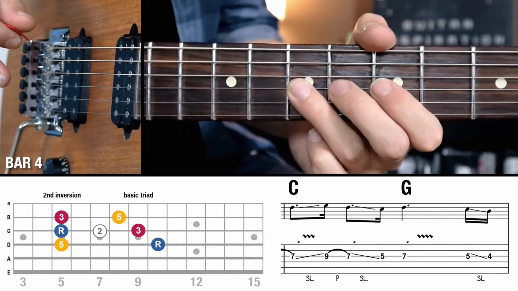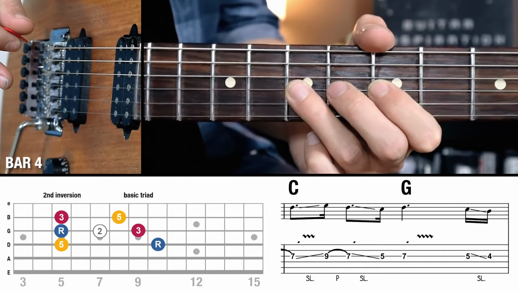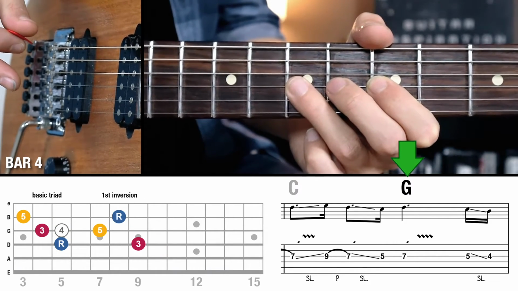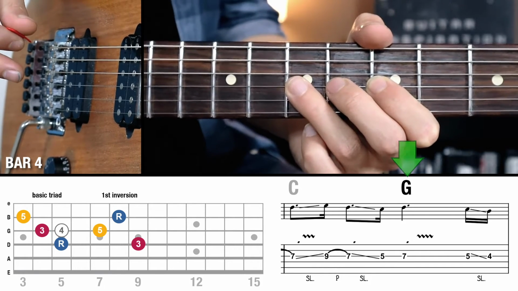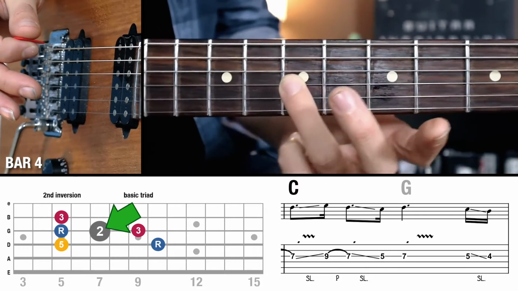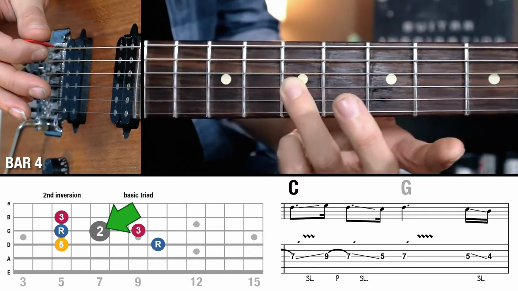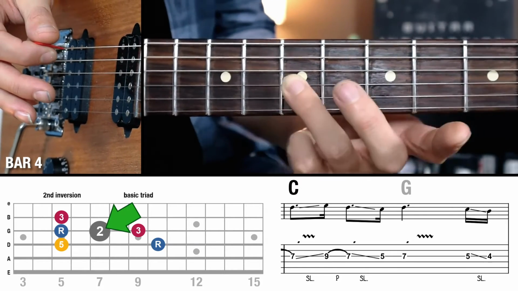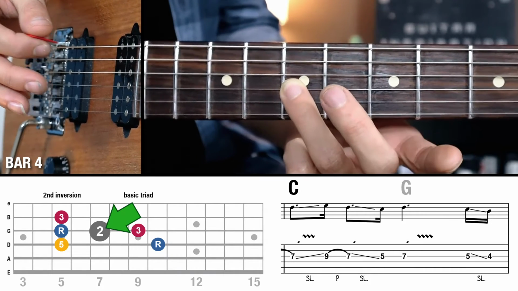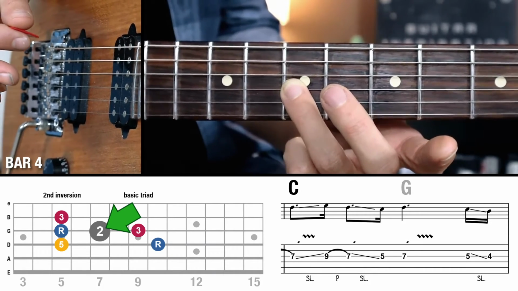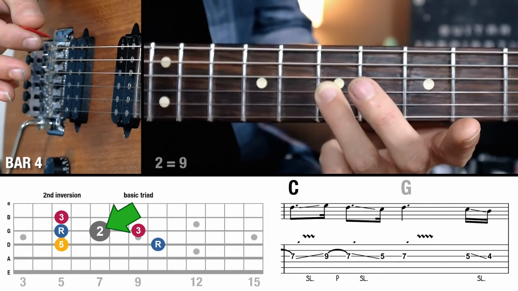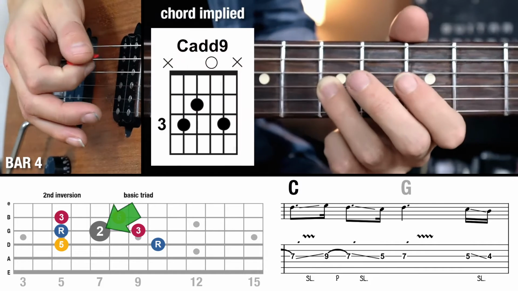Bar 4 has 2 chords, so the first 2 beats have the C chord, the 3rd and 4th beat have the G chord, and for each new chord we have to change the triad patterns. So when you look at the position of this 7th fret on the G string relative to the triads of the C chord, you can see this is not a chord tone. It isn't part of the triad. The D is the 2nd degree or the 9th relative to the C, implying a C add 9 chord.